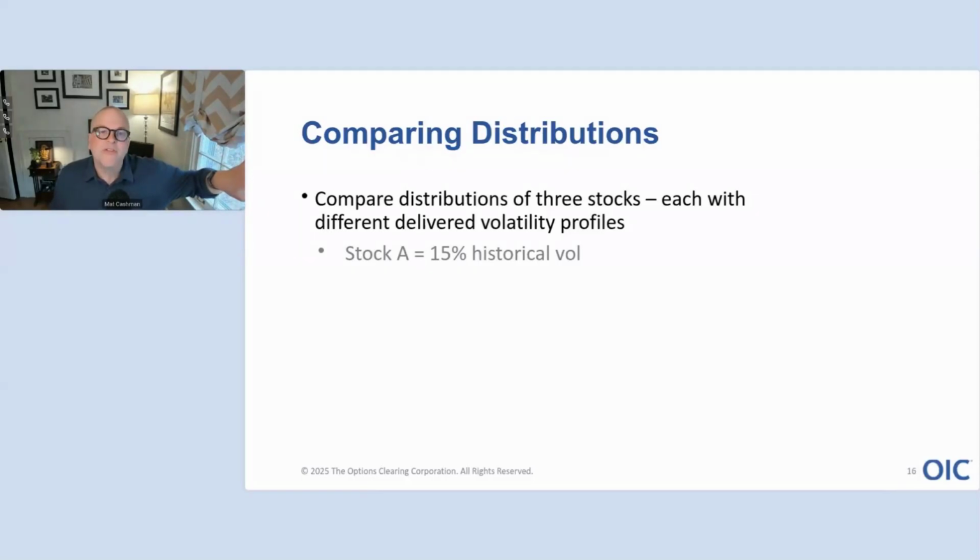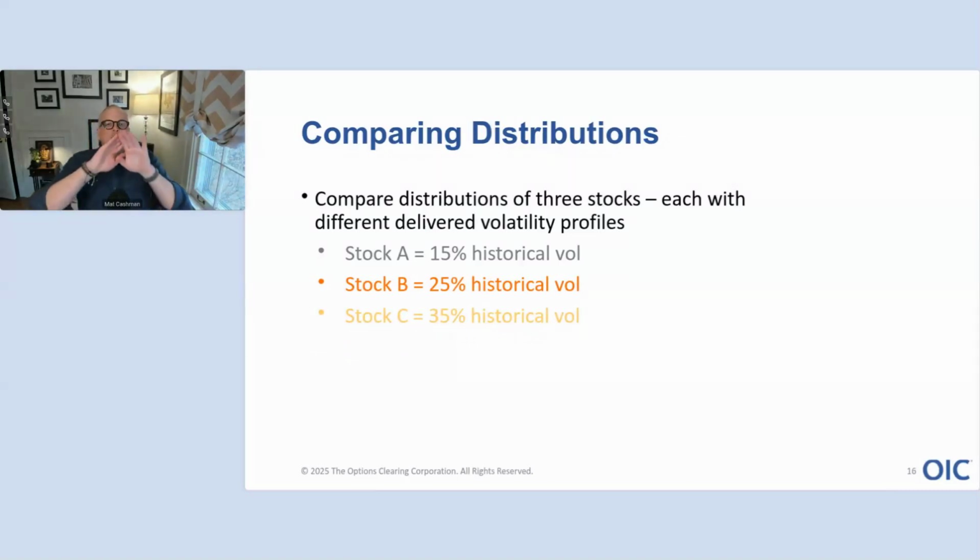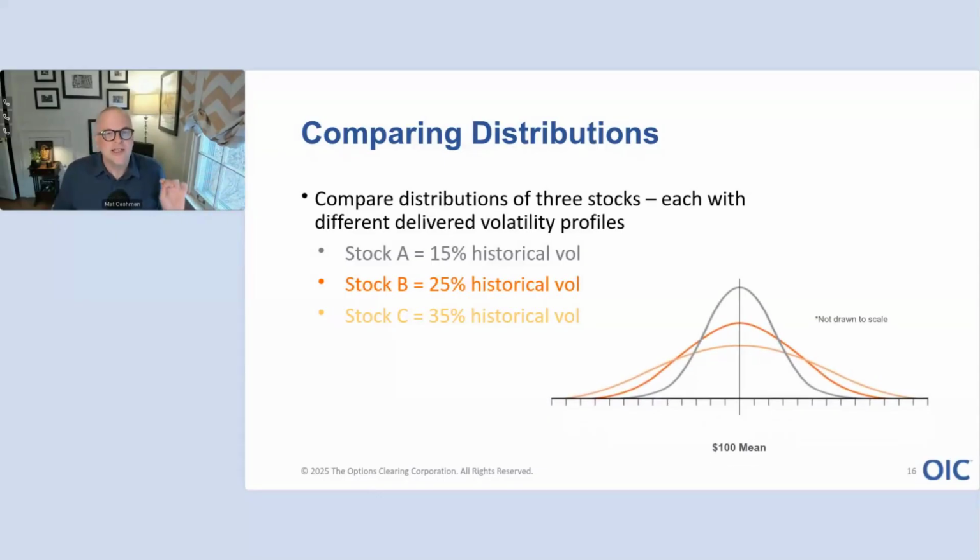Stock A is moving on a 15 historical vol, B is moving on a 25, and C is moving on a 35. I want you to think about what the actual normal price distribution might look like if you overlay all three of these stock volatility normal price distributions on top of each other. And what I can tell you is that they're going to look different. Now, this isn't drawn to scale. It's not a perfect examination of what it might look like.